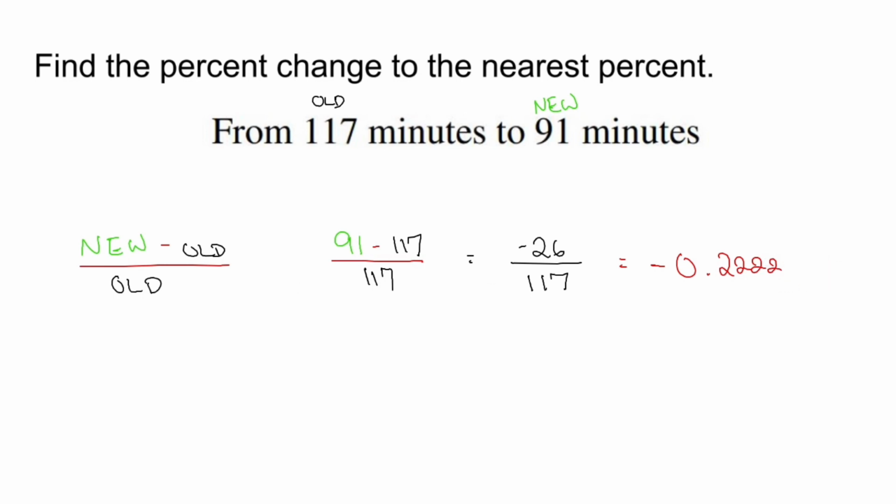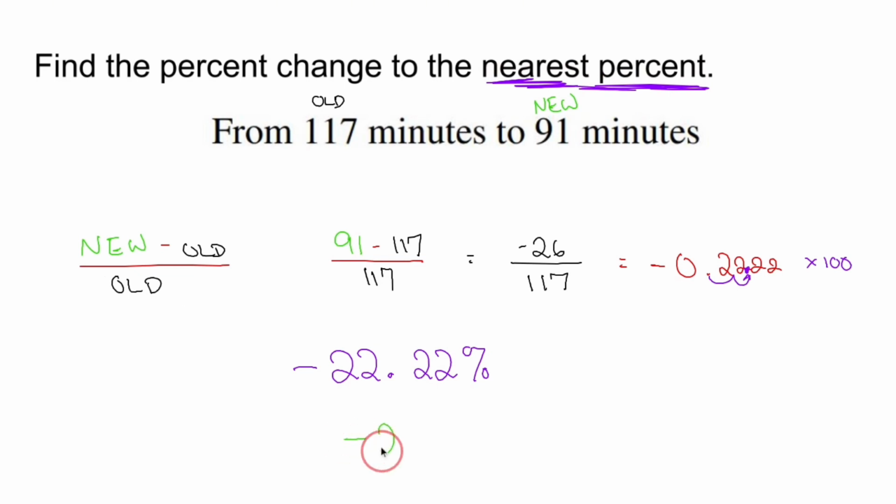Now, this is a decimal. This is not a percent. So what you're going to do in order to turn this decimal into a percent is multiply it by 100. The trick that you could use instead is move the decimal to the right twice. So what we have is negative 22.22%. Are we going to circle that and call it a day? No, because they want us to round it to the nearest percent. So negative 22.22 is closest to negative 22%. And that's what we're going to call it.